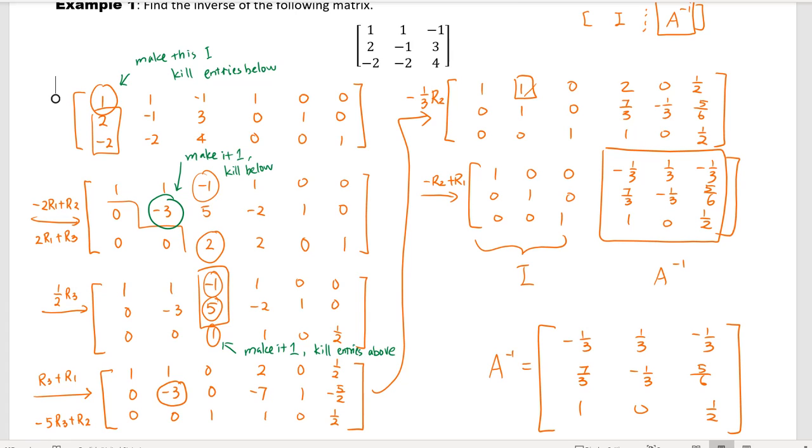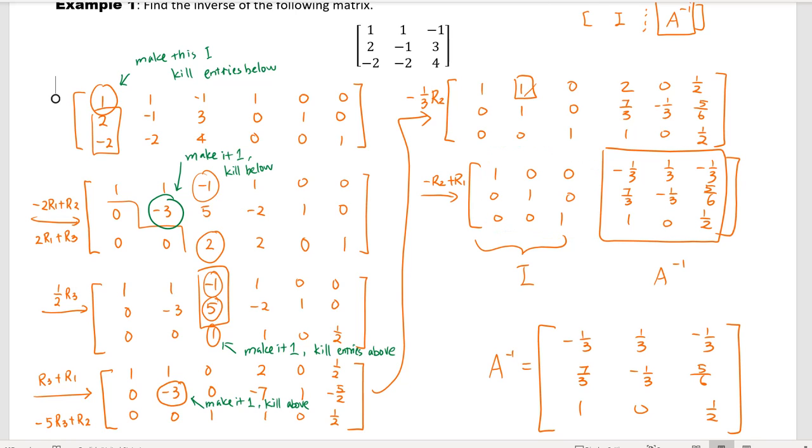Okay, and then the next step, we want to make this guy 1, and then kill the entry above. And then you can see finally we will get an identity matrix on the left. If the inverse exists, we can get the identity matrix on the left. Okay?